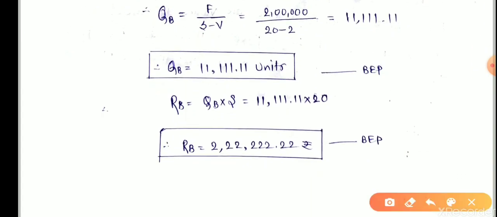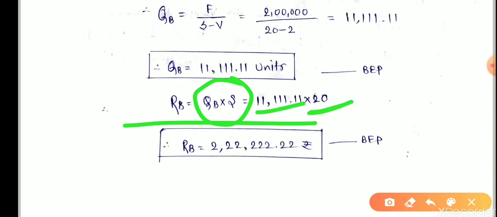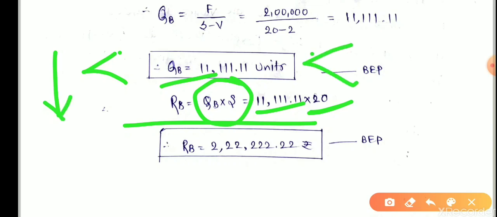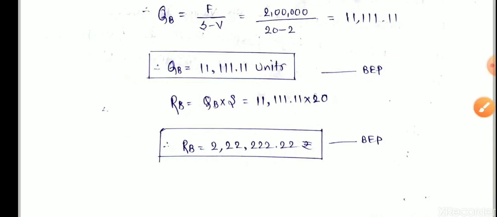Now RB, the break-even point in terms of rupees, is equal to QB into S. It is the standard formula which was discussed in the previous session. S is the 20 rupees per unit. QB is how many units we have at the break-even point. Means after selling these 11,111 units, we don't have any profit, we don't have any loss. Hence if unit sales are less than this QB, then we have the loss, and if unit sales are greater than the QB, then we have the profit. This is the break-even point at which no loss, no profit.